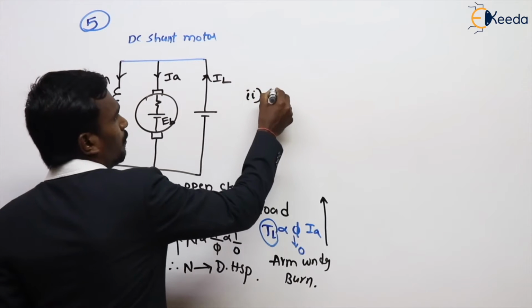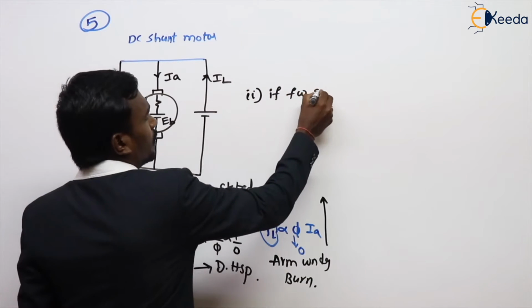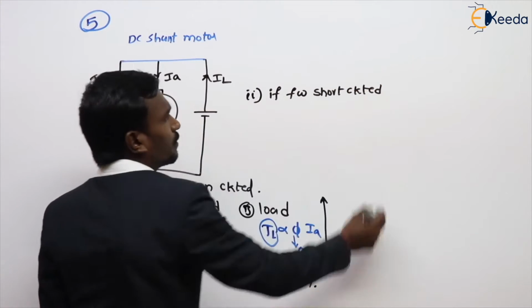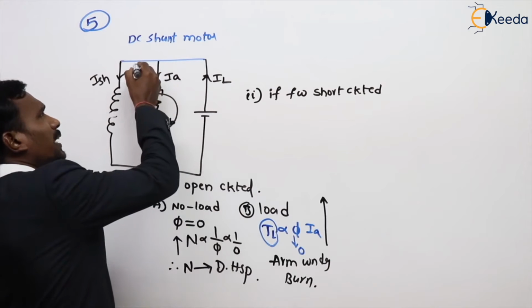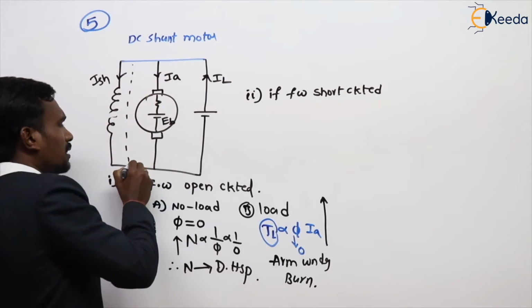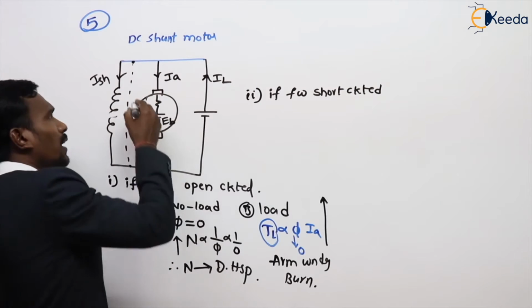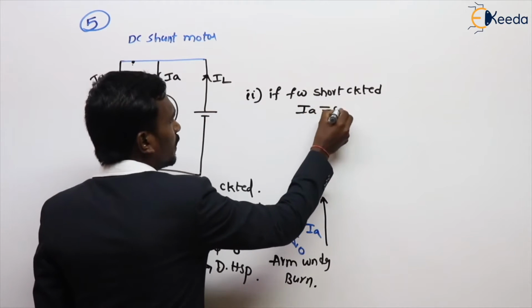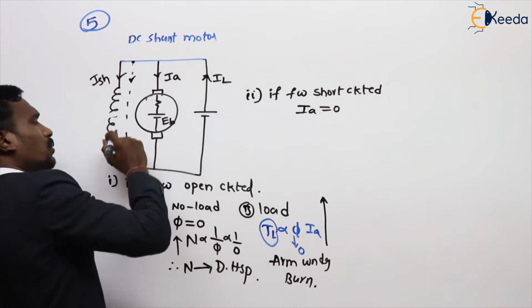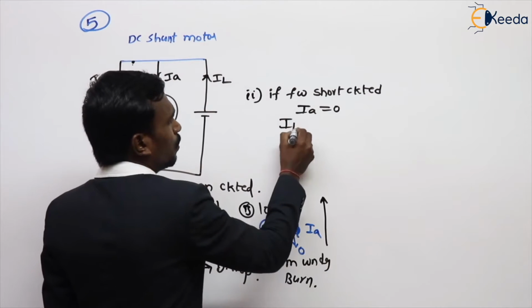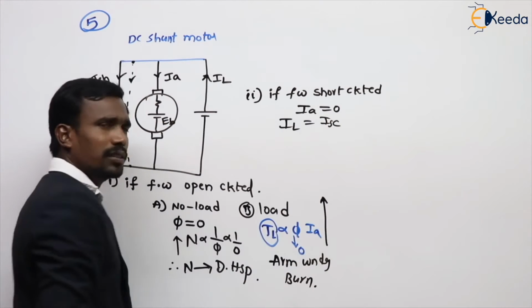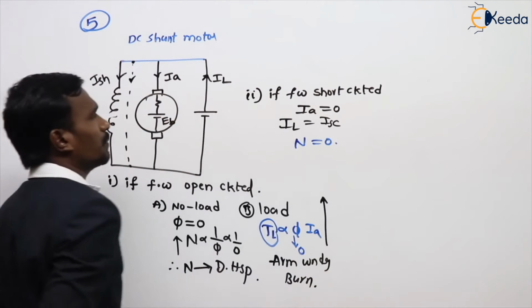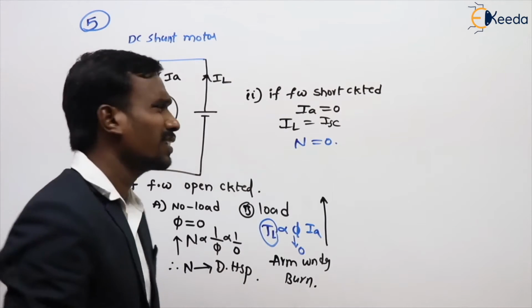For example, if the field winding is short circuited, then what happens? When the field winding is short circuited, it is bypassed like this. The current through the armature is 0. The total current chooses the short circuit path, so the total current is equal to the short circuit current. If there is no current in the armature, then there is no speed. This is the second question.